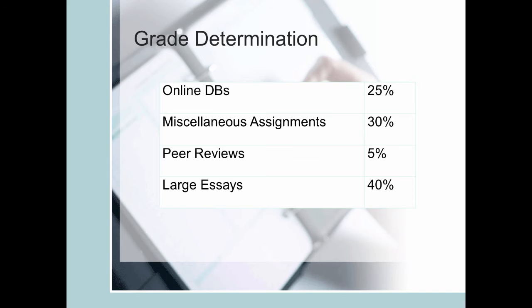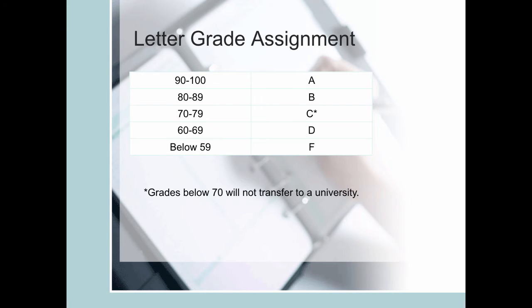So your grade determination, we've talked about it one by one, but now let's look at it all together. The online DBs are 25%. Miscellaneous assignments are 30%, peer reviews are 5%, and large essays are 40%. You do not have a final test in here, but your last essay will count as your final, and it will be due that last week of class. We have a standard 4.0 grade scale here, so I've put it on the screen. Feel free to look at it. Just remember that anything under 70 will not transfer to a university.